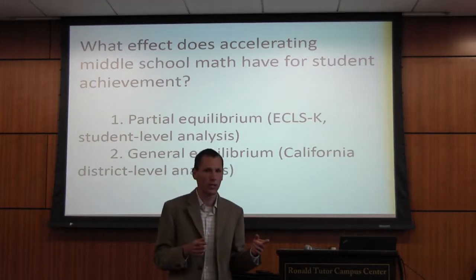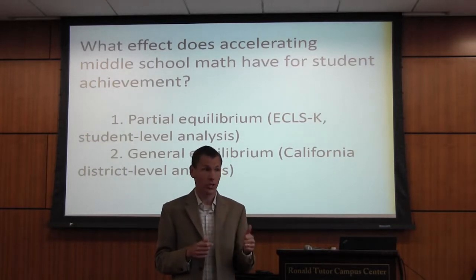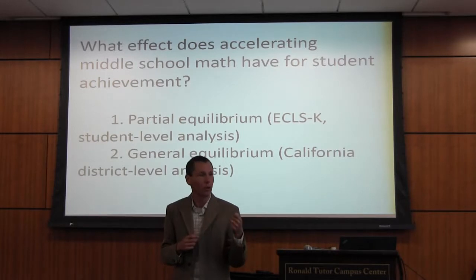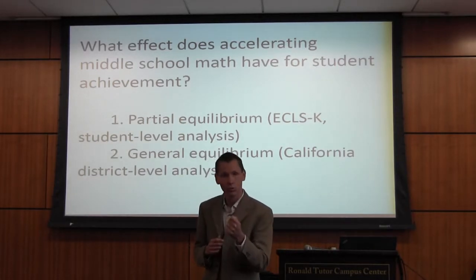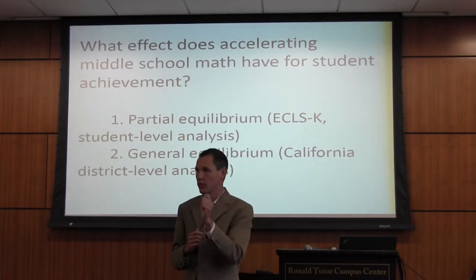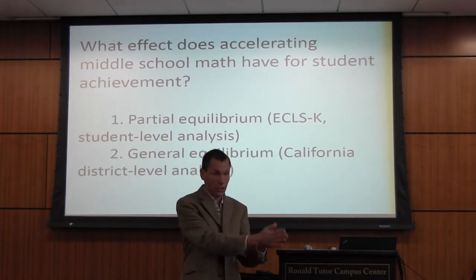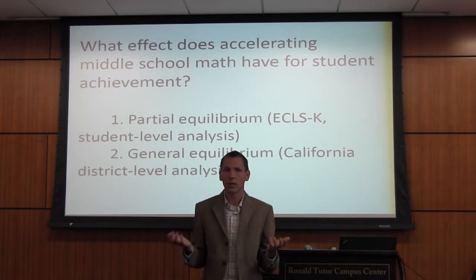I think that you've got two different questions going on. The first is what you'd call a partial equilibrium question. It's a question about an individual kid, right? If you've got one kid who's on the margin, and you've got a choice: do I put this kid into algebra, or do I put them into grade level math? What's the effect on that kid?